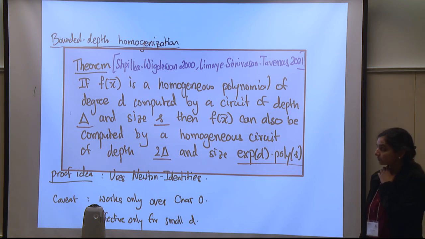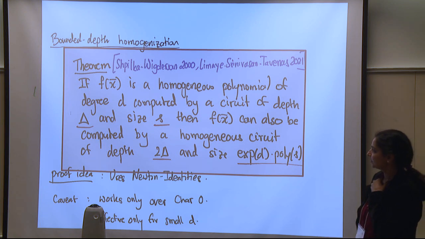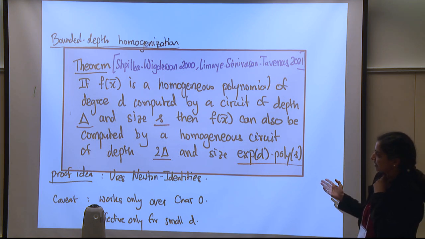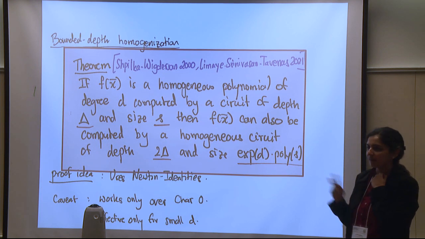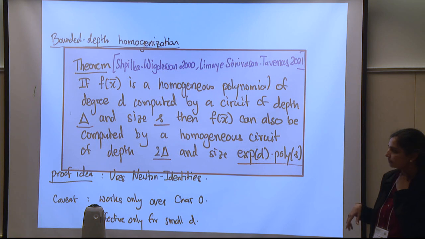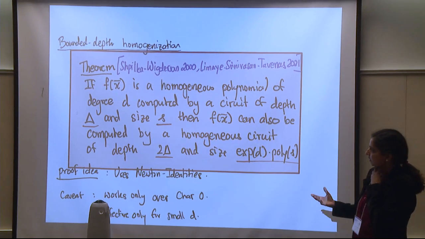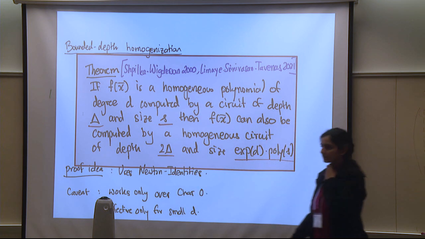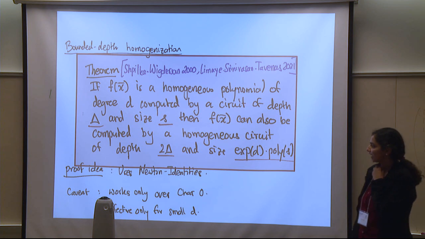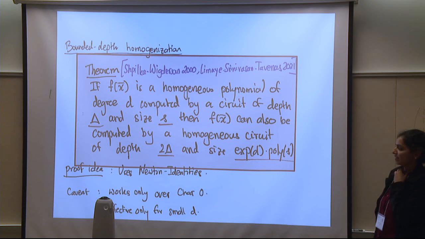Okay. So it's, like I said, a lot of words there. But I would concentrate on things which are underlined and the title of the slide. So it says you can do bounded depth homogenization. So one of the caveats you can bypass. If you started out with a formula or circuit of bounded depth, without blowing up the depth too much, you only blow up the depth twice, you can actually homogenize the circuit.